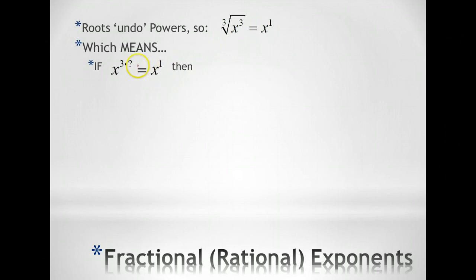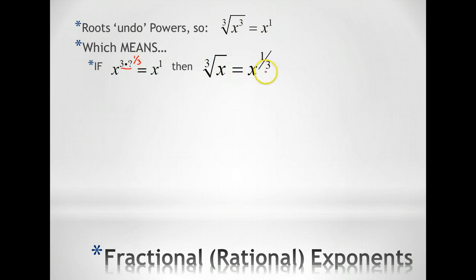So let's look at a different way. What if I just looked at the exponents here? I would say 3 times what would give me a first power? Well, I know that 3 times 1/3 is equal to 1. So what does this tell us? Since I know that if I have a cube root and a cube, I get a first power, that must mean that my cube root is actually a fractional exponent.